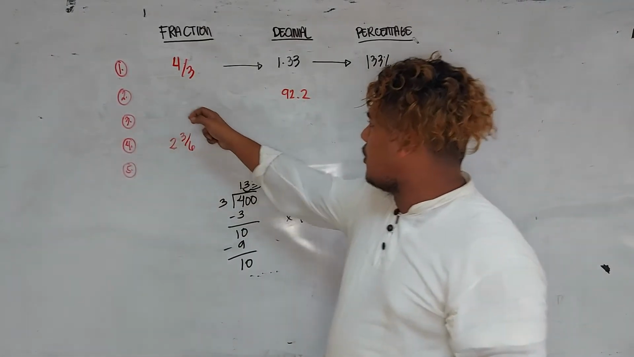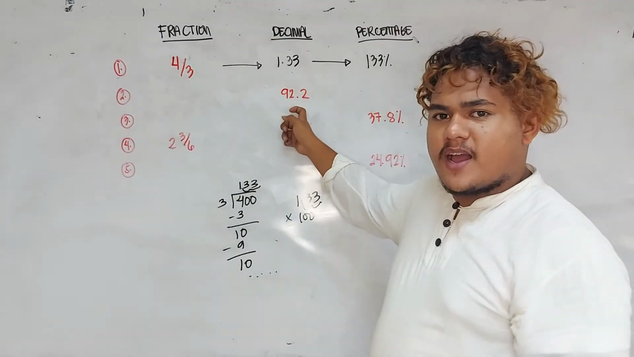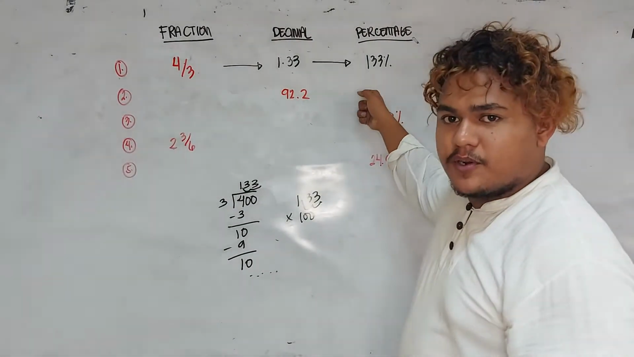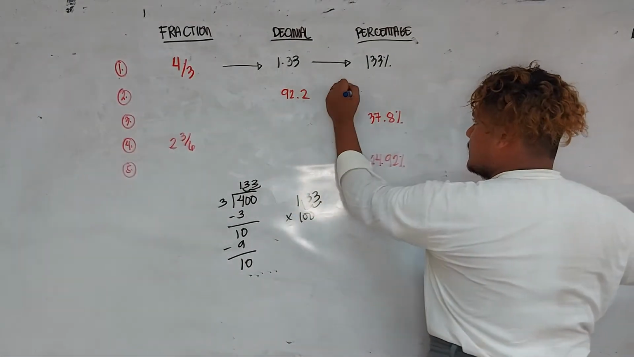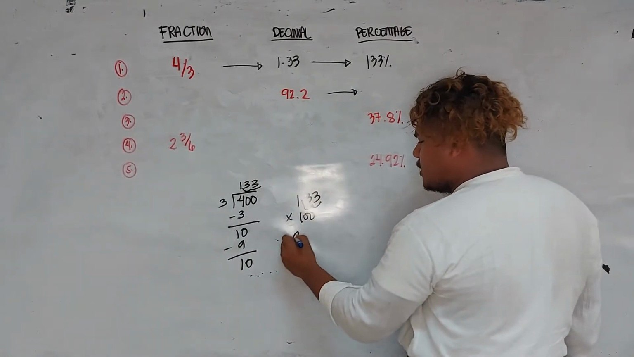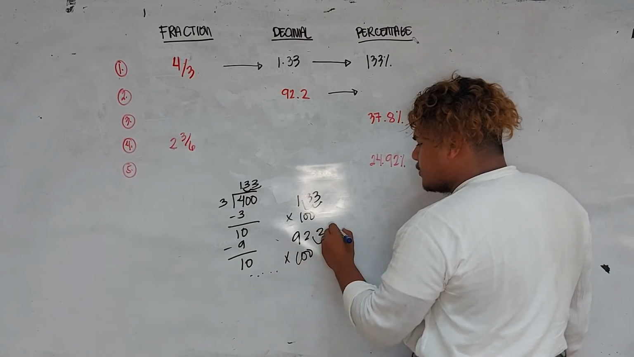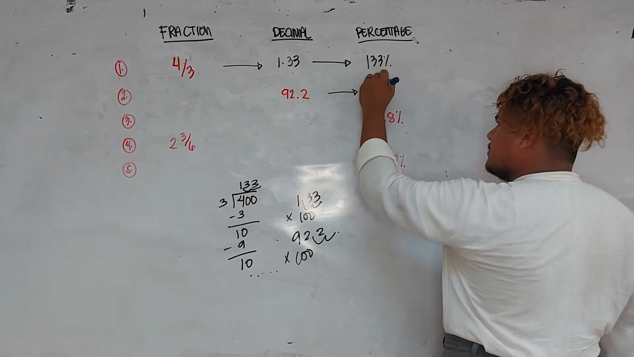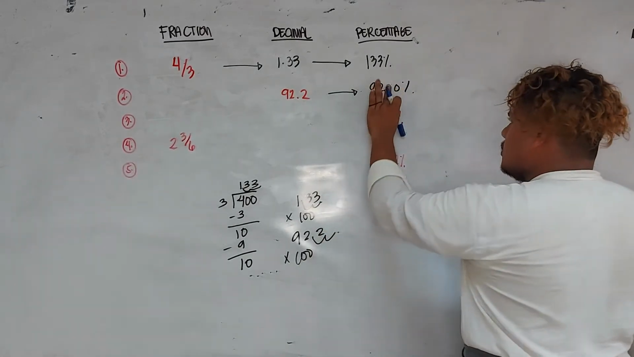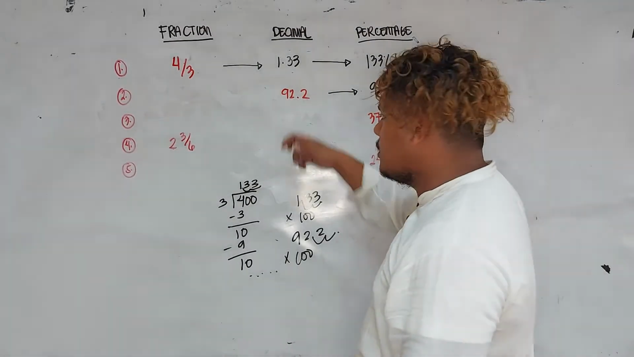What is the fraction form of 92.2? Well, before I convert that into its fraction form, I will first get the percentage form, because I think this is much easier. So what is 92.2 in its percentage form? Again, multiply 92.2 by 100, or 2 decimal places to the right, that becomes 9,220%. How about the fraction form of 92.2? How do you do that?